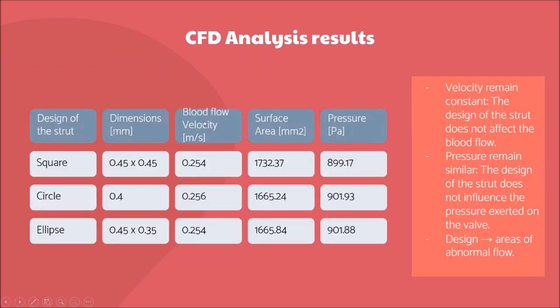Here we have a table of results, and here we can see that the velocity remained constant within each of the designs. Therefore, we can infer that the design of the strut does not affect the blood flow. Also, as we can see, the pressure only varies by 2 Pascal between each of the designs. So we can also conclude that the design of the strut does not influence the pressure exerted on the valve. Therefore, by analyzing these results, we can conclude that by changing the design of the struts, we do not get to change or reduce the areas of abnormal flow that are caused within the bloodstream.